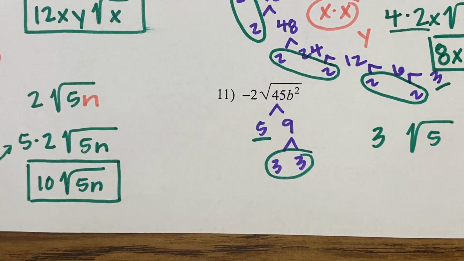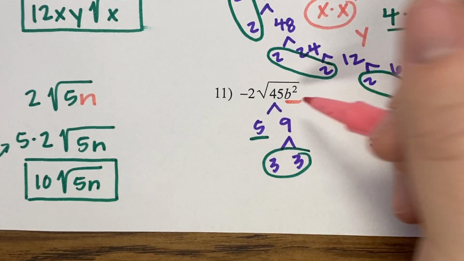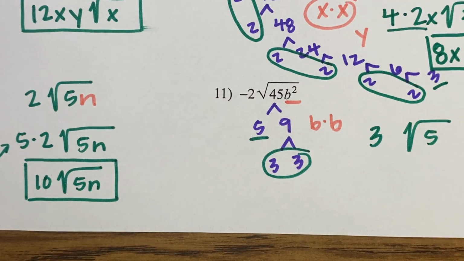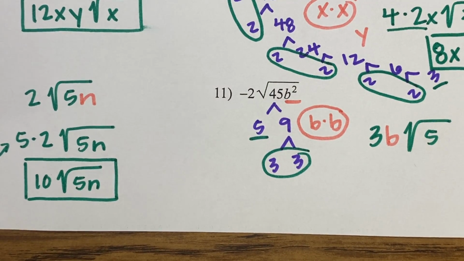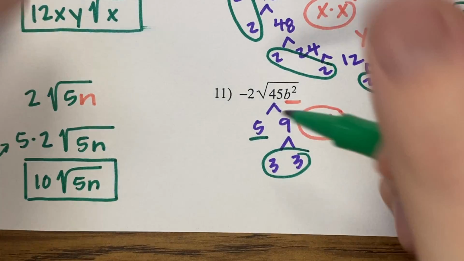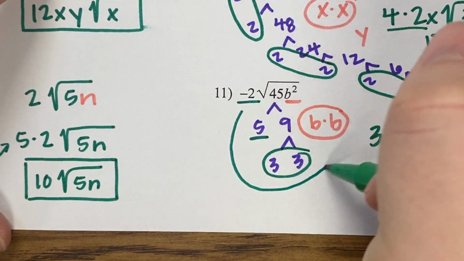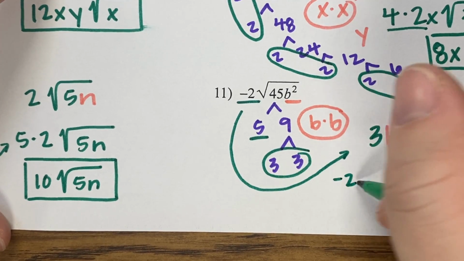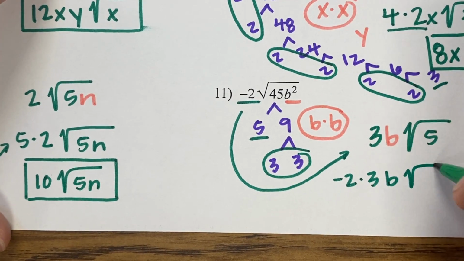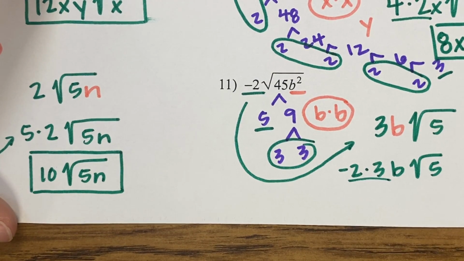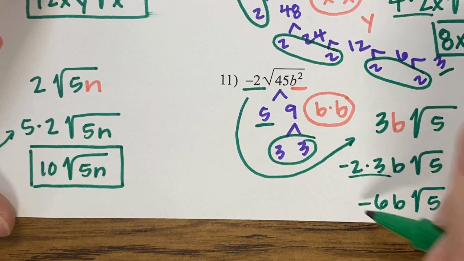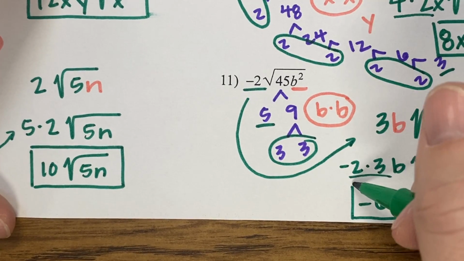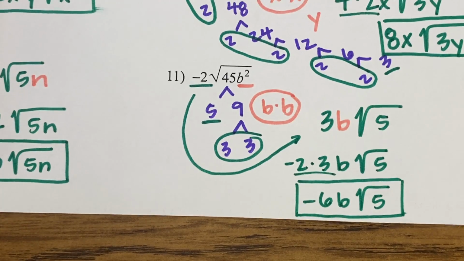Okay, now I just need to account for my variable. Now I have b squared, so b times b. Okay, well, there's 2 of them. They can pair up and make one couple. Okay, and we're not quite done because we need to multiply this negative 2 to the 3. So negative 2 times 3b root 5. And we'll just multiply these together. We get negative 6b root 5. And there's our final answer.